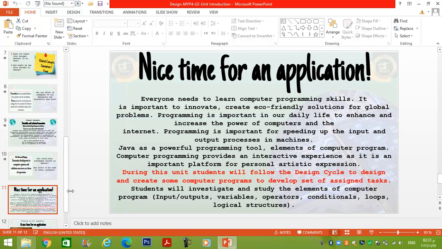So during this unit, students will follow the design cycle to create some computer programs to develop a set of assigned tasks. Students will investigate and study elements of computer programs like inputs, outputs, variables, operators, conditionals, loops, and logical structures. But all students should follow the design cycle to produce any product, as we learned before.